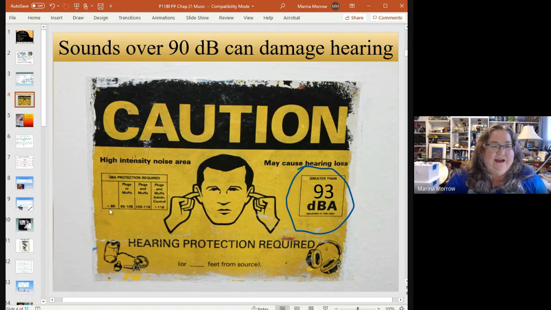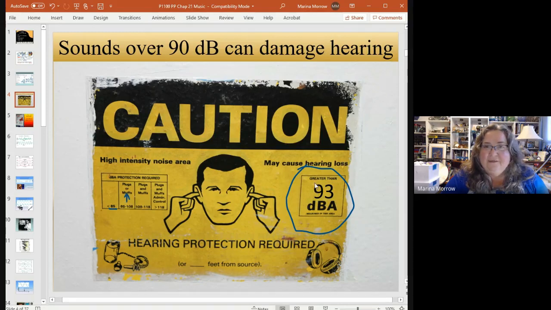So here you can see that if it's less than 85 decibels, you don't have to have any protection. But 85 to 108, you better have earplugs or muffs. And 109 to 118, you have to wear earplugs and earmuffs. If it's greater than 118, then you need earplugs, earmuffs, and an administrator in there to make sure that you're taking breaks and wearing your equipment. So in this location, it's 93 decibels. So in that case, they would need to wear earplugs or earmuffs.